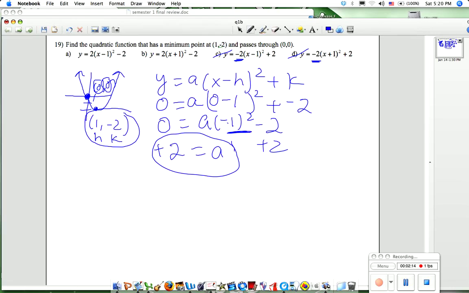Our answer is A. So which one matches up with our original equation? It's going to have to be A. What a coincidence. Get it? So yes, good choice. Number 19, the answer is A.